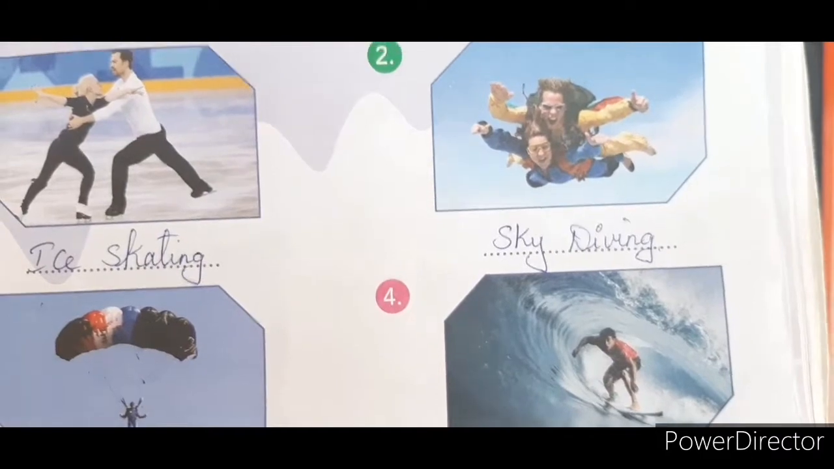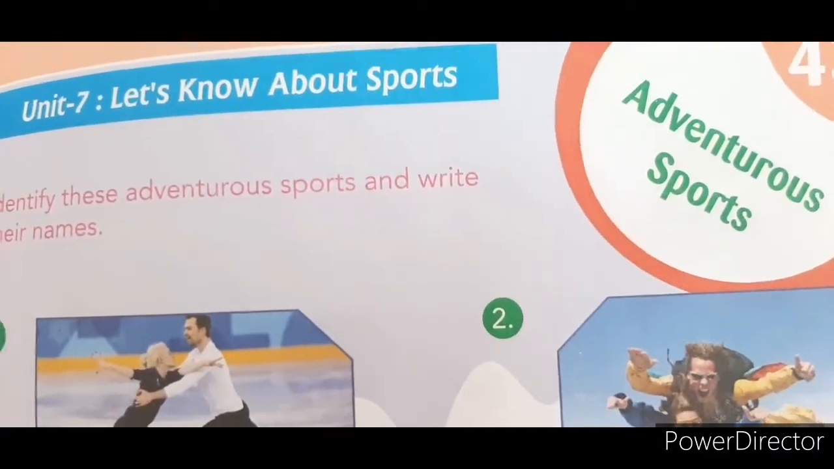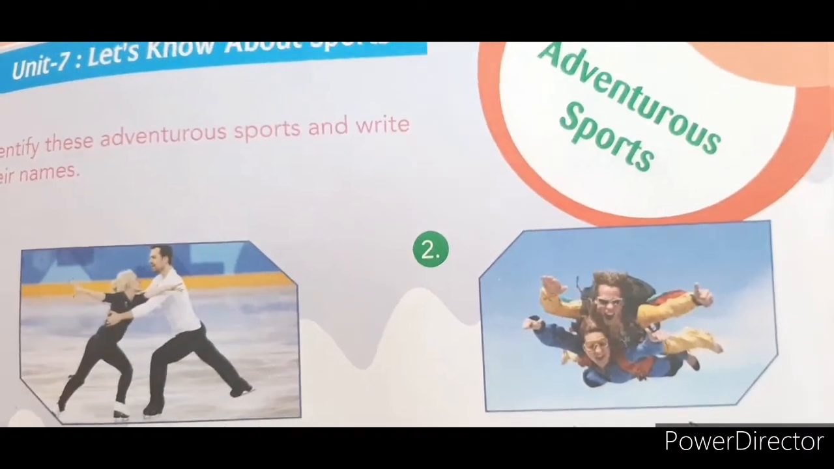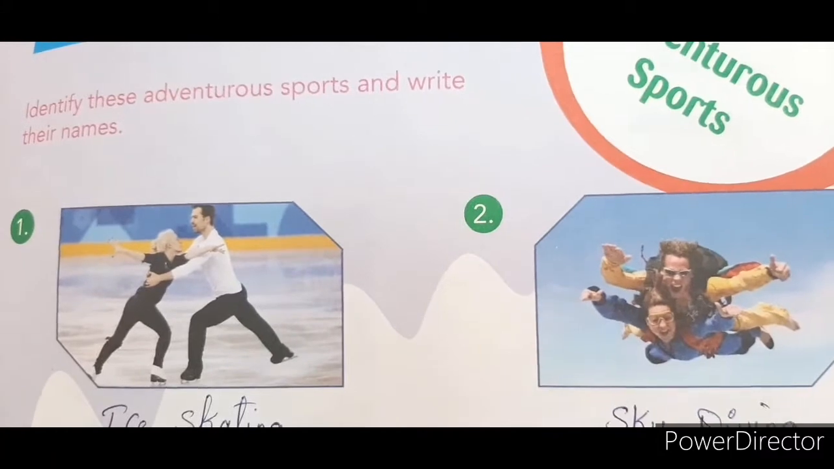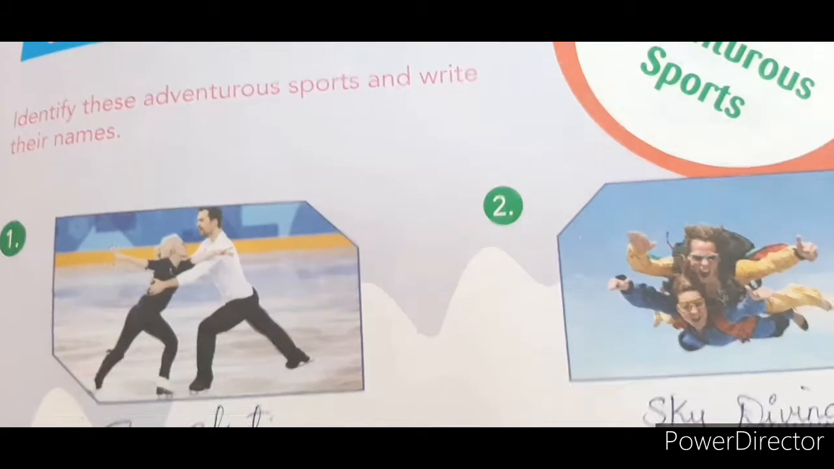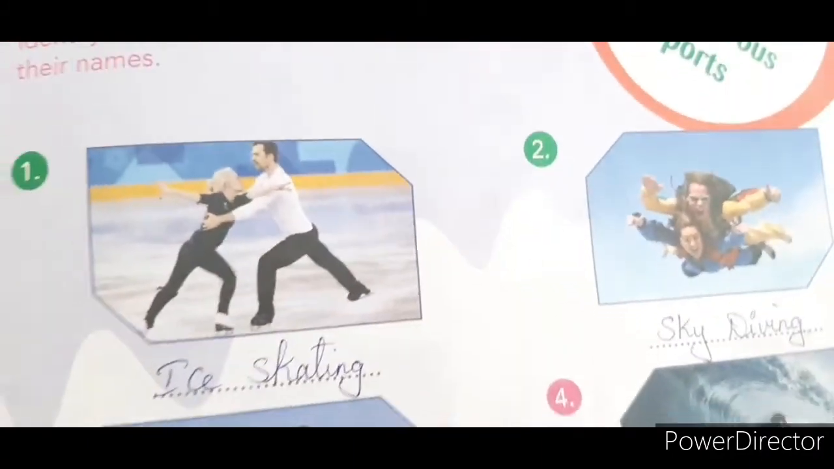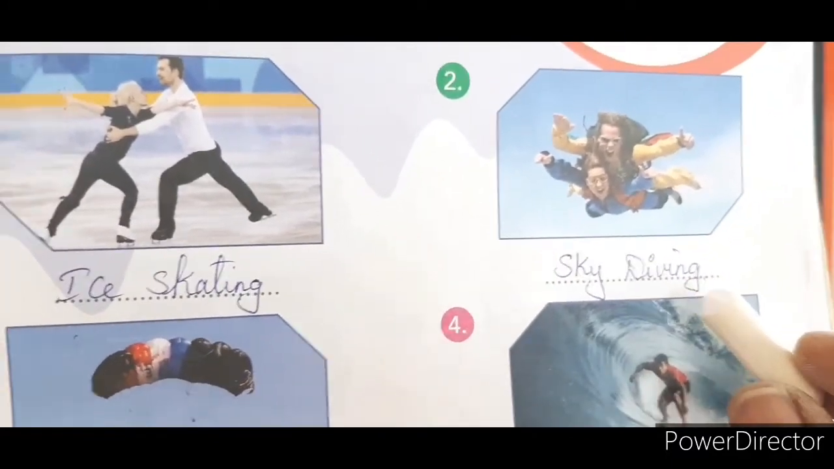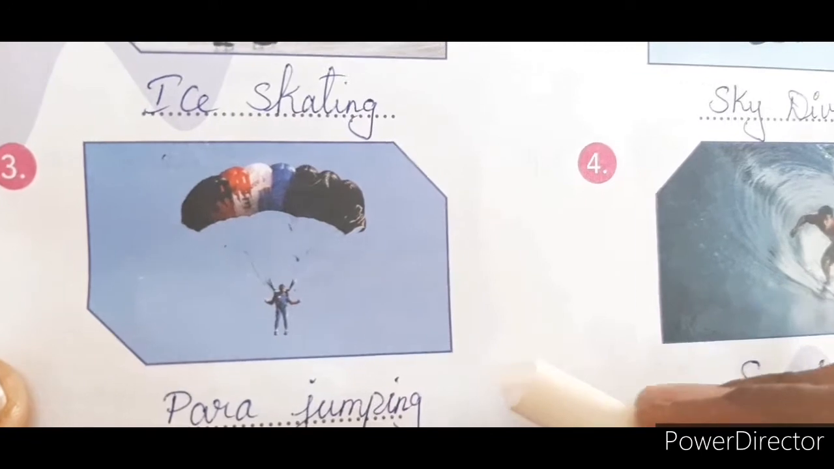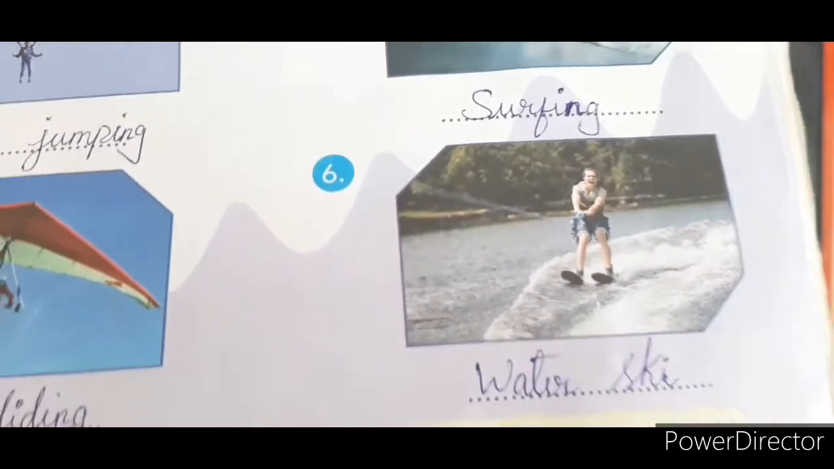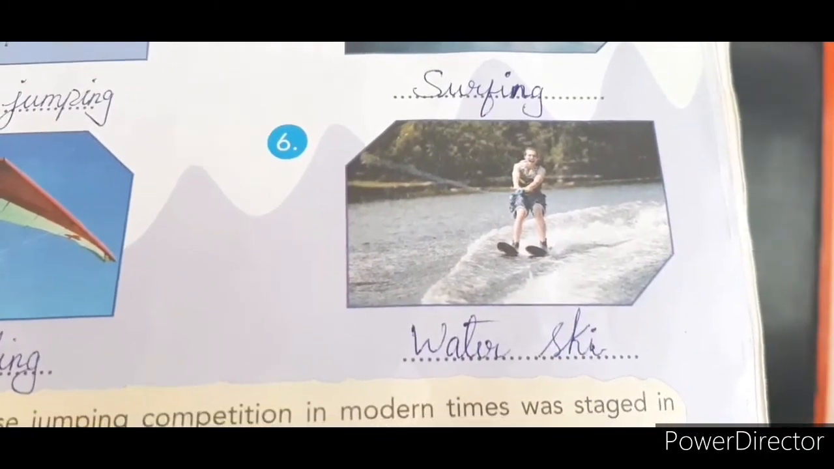Children, on page number 47, you have the adventurous sports. Children, adventurous sports are dangerous, so we need a lot of training and skill. We need to practice this. Without practice, we cannot perform these games. Here, children, you identify these adventurous sports: ice skating, skydiving, parajumping, surfing, hang gliding, and then water ski. These are some of the adventurous sports.